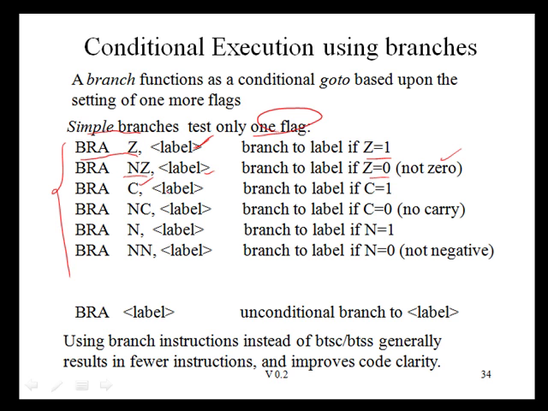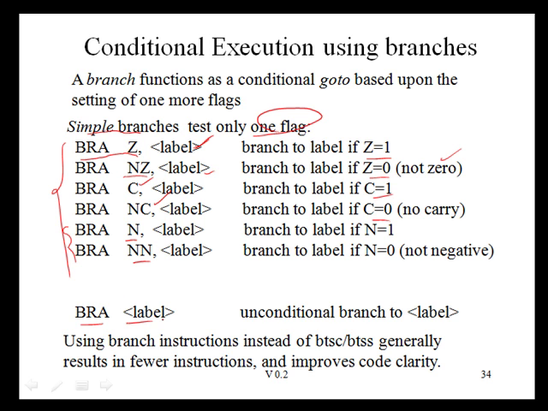This is a branch on carry. We'll branch to the label if the carry flag is set. This is a branch on no carry. This will branch if the carry flag is cleared. These two branches right here test the negative flag. We'll talk about these branches in the next chapter.